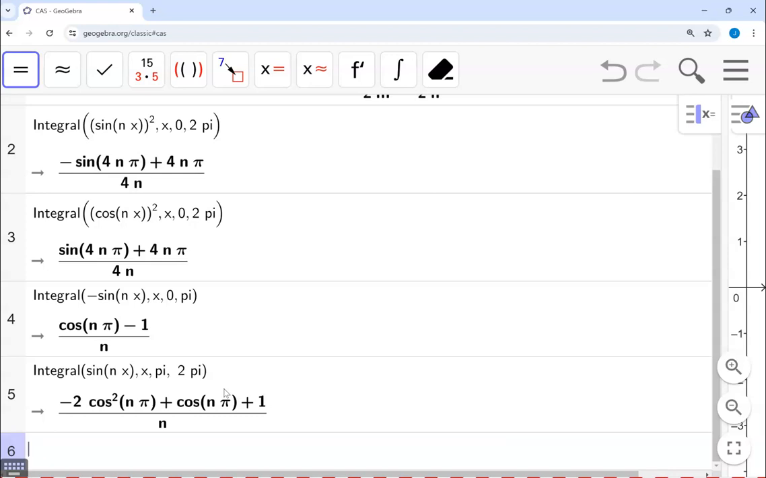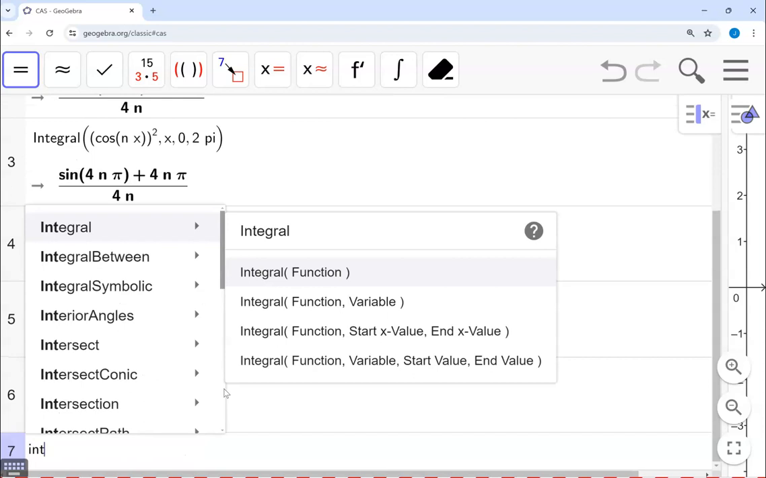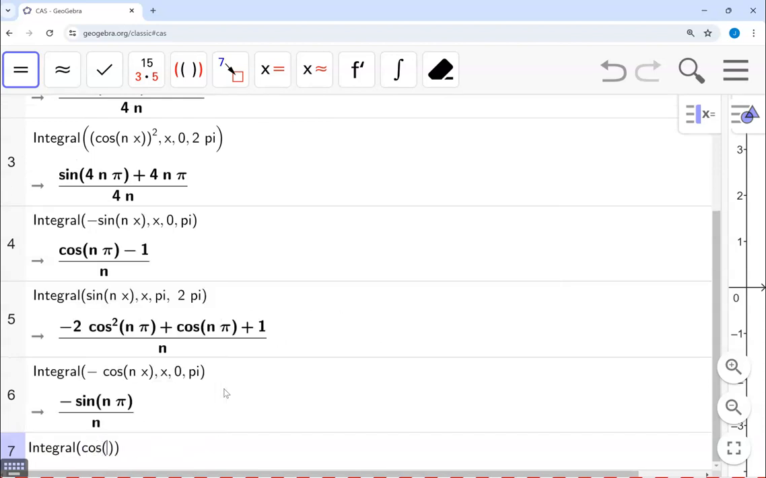All right. We need to do the exact same thing for your cosine. Literally, the exact same process. But I'm just going to change the sine of nx to cosine of nx. Literally nothing else changes. Okay? Integral of negative cosine of nx, where x goes from 0 to pi. And then integral of cosine of nx, where x goes from pi to 2 pi.